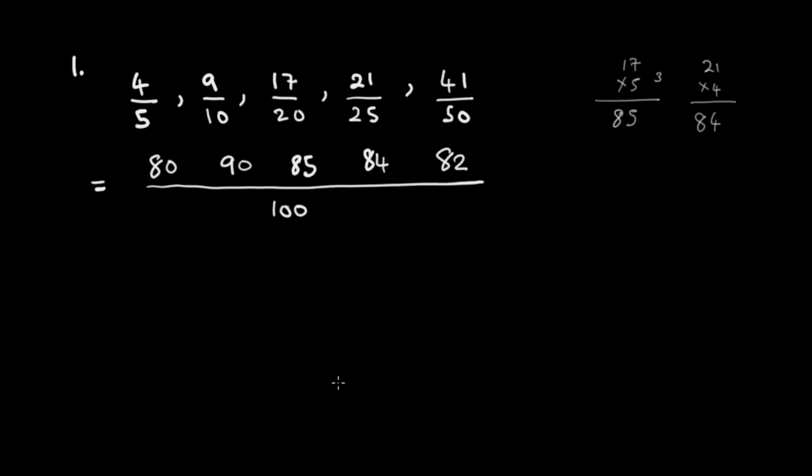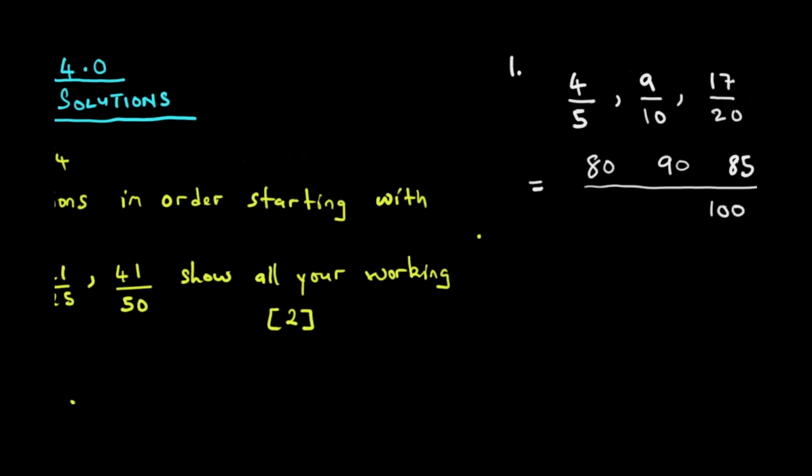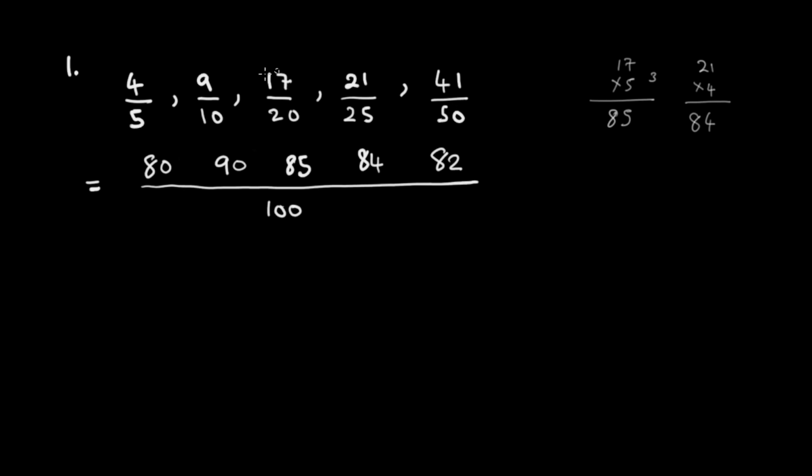Tada, so let us go back to our question and see kuti what are the demands of our question. Question yedu iri kuti arrange these fractions in order starting with the smallest. Saka we have to start with the smallest. Saka ta express every fraction under a common denominator. So we need now to write starting with the smallest. Saka what is the smallest number? Pama numbers are going to constitute our numerators. 80, 90, 85, 84, 82.